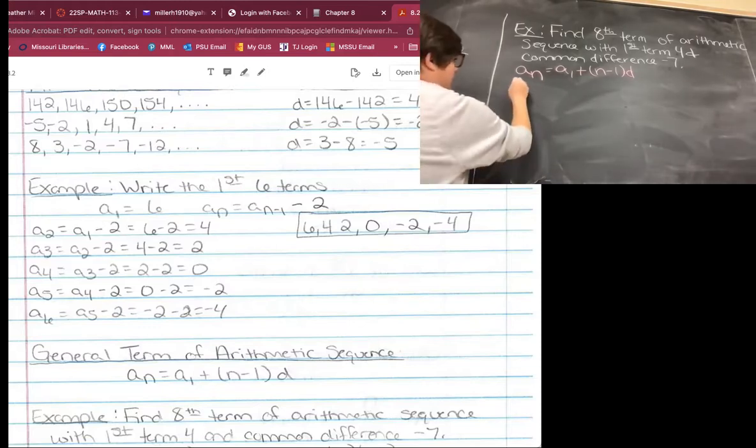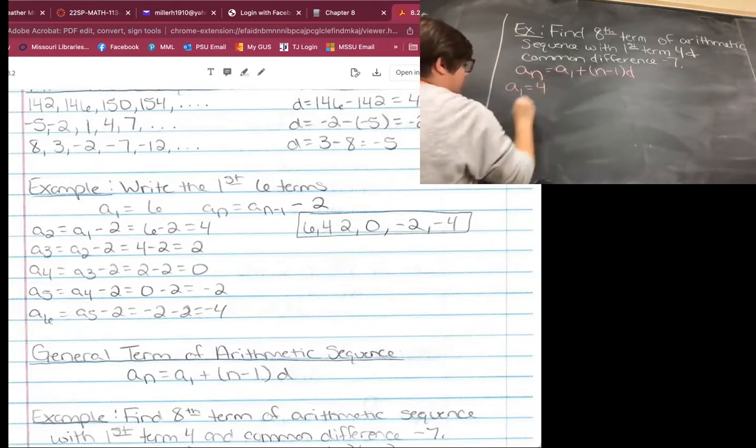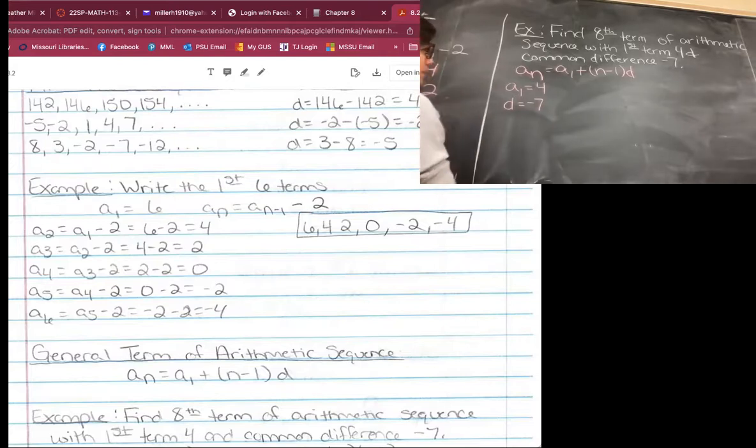So in this case, it told me that my first term was 4. It told me my common difference is -7. And it told me that I want the 8th term, so my n is 8. Now that I have all of that information, I can simply plug it into my general form and come up with the 8th term.